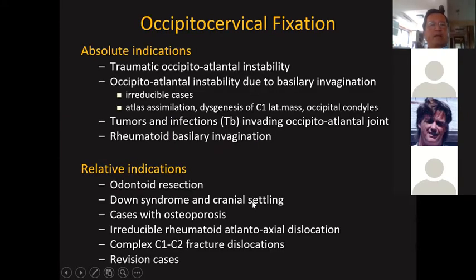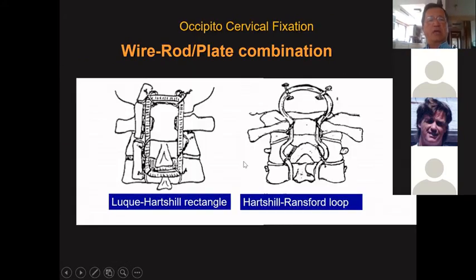What about occipitocervical fixation? Probably there has been a trend to place an occipitocervical fixation in most of the upper cervical problems. Even if there is just a C1, C2 instability, many surgeons have done too many occipitocervical fixations. It's not a good option because there are significant complications of occipitocervical fixation.